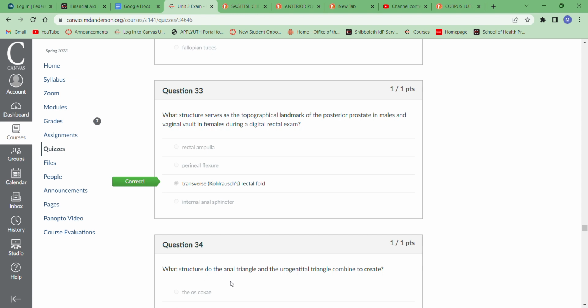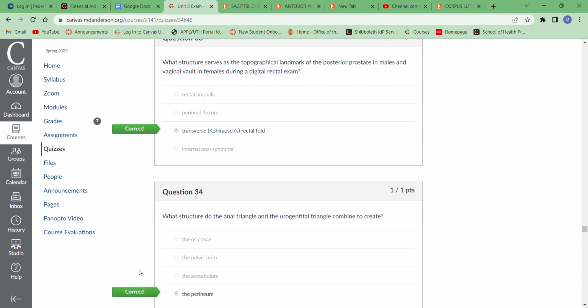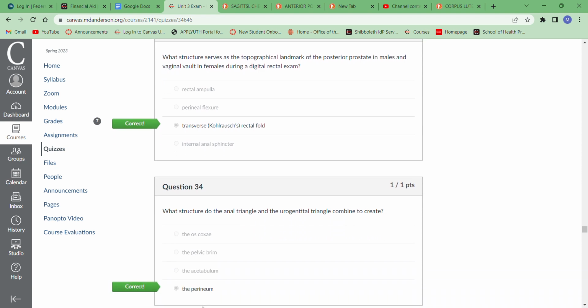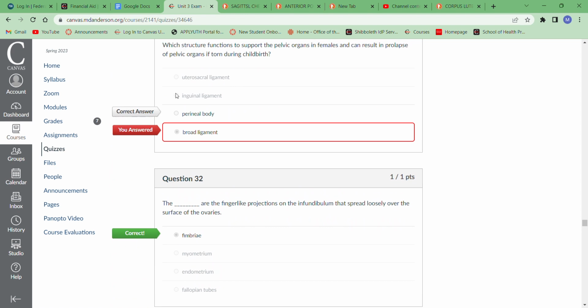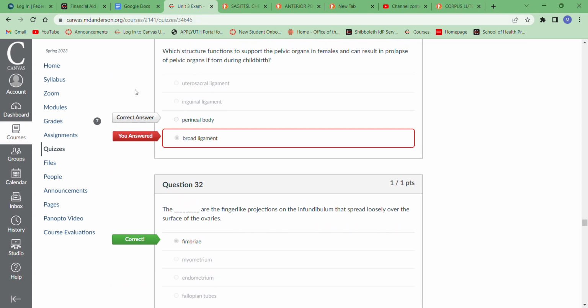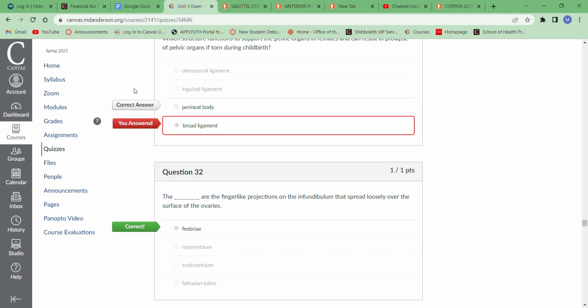What structures do the anal triangle and urogenital triangle combine to create? Pelvic floor? The perineum. Oh, I guess the perineal body is just referring to the perineum in general. Okay, whatever.